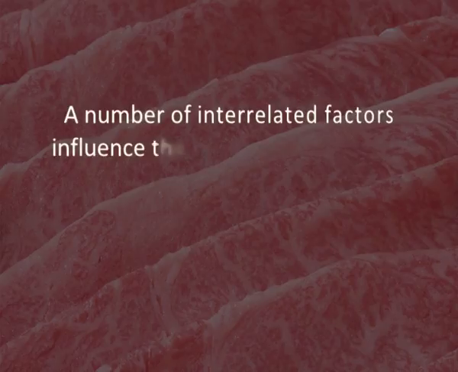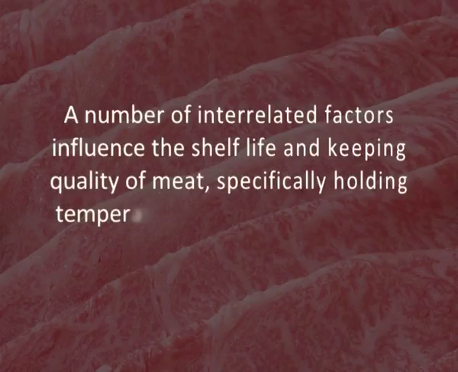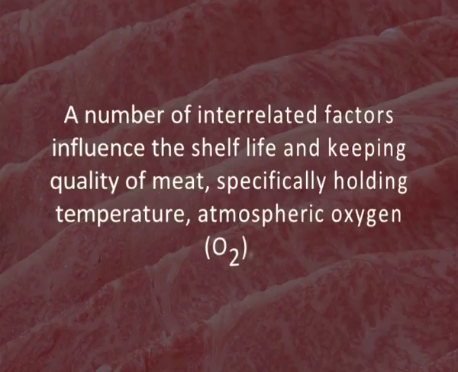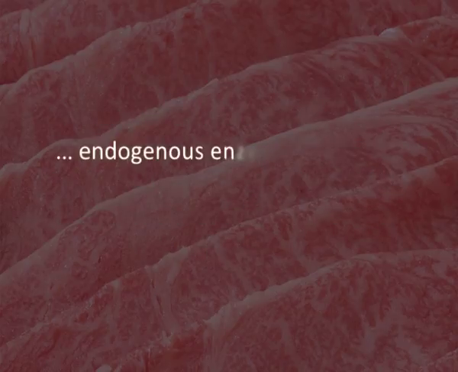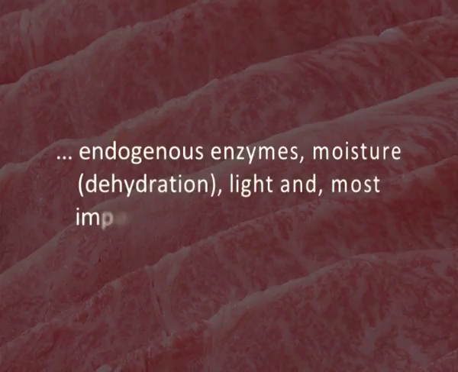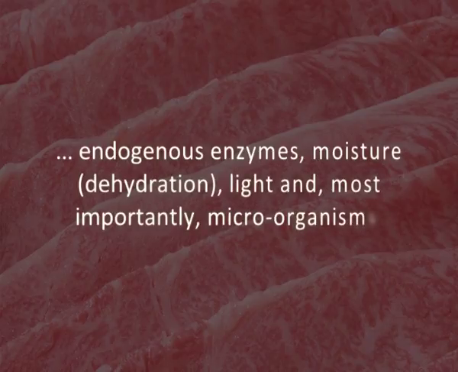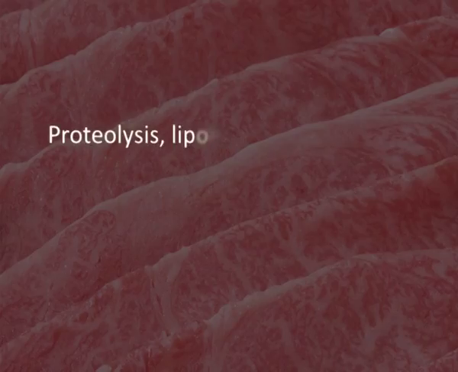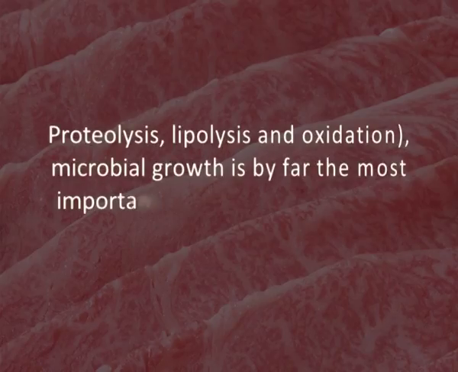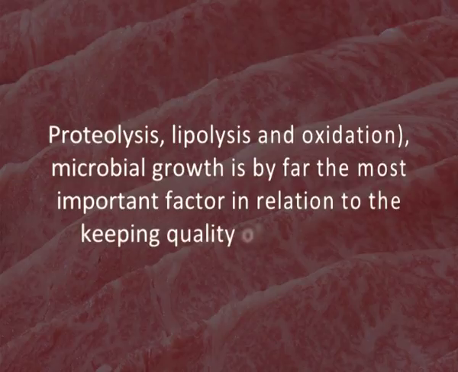A number of interrelated factors influence the shelf life and keeping quality of meat, specifically holding temperature, atmospheric oxygen, endogenous enzymes, moisture, dehydration, light and most importantly microorganisms. All of these factors, either alone or in combination, can result in detrimental changes in the color, odor, texture and flavor of meat. Although deterioration of meat can occur in the absence of microorganisms, example, proteolysis, lipolysis and oxidation, microbial growth is by far the most important factor in relation to the keeping quality of fresh meat.